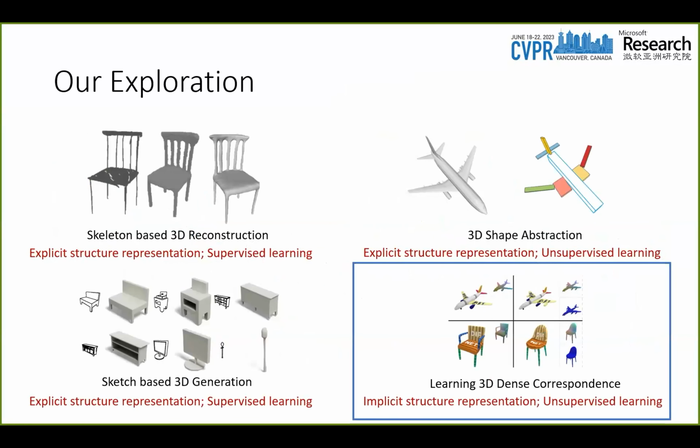In all three works discussed above, we model the shape structure in an implicit way. In the last work, we try to explore whether we can model the shape structure in an explicit way and learn it from the unlabeled data.